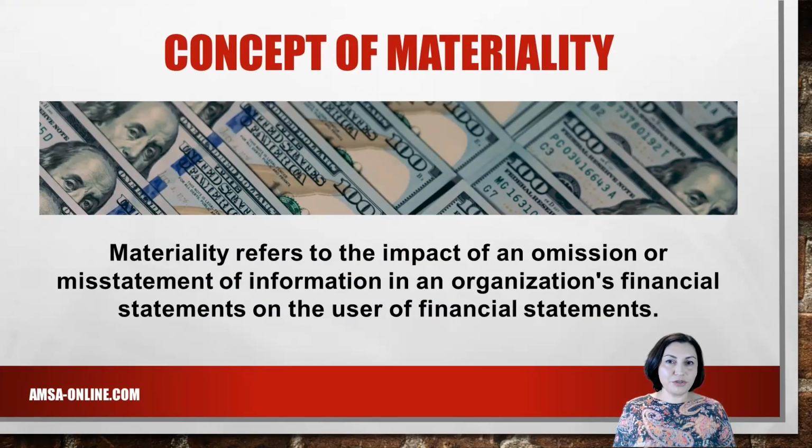Let's review what materiality is. In accounting, materiality refers to the impact of an omission or misstatement of information in an organization's financial statements on the users of those financial statements. If it is possible that users would have changed their decisions if the information hadn't been omitted or misstated, then the item is believed to be material. If users wouldn't have changed their decisions, then the omission or misstatement is considered to be immaterial.